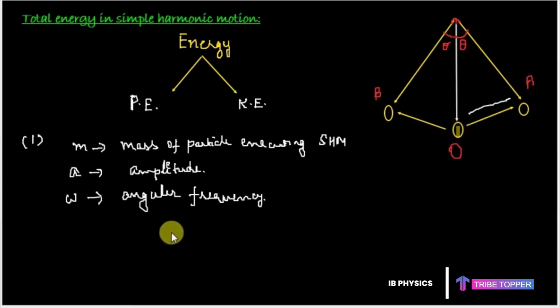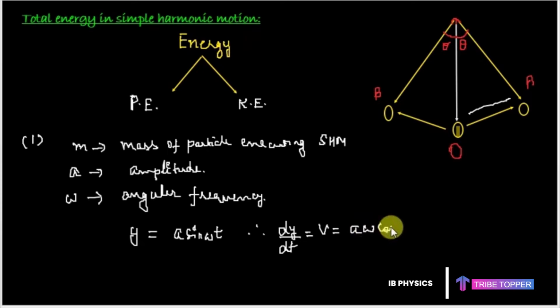Then at any instant, we know it's a simple harmonic motion, therefore at any instant t, the displacement of the particle would be given as y is equal to a sine omega t. Now if y is equal to a sine omega t, therefore the instantaneous velocity is dy by dt. We can say this is v, and the differential of sine omega t gives us cos omega t into omega. So we get a omega cos omega t as the velocity.